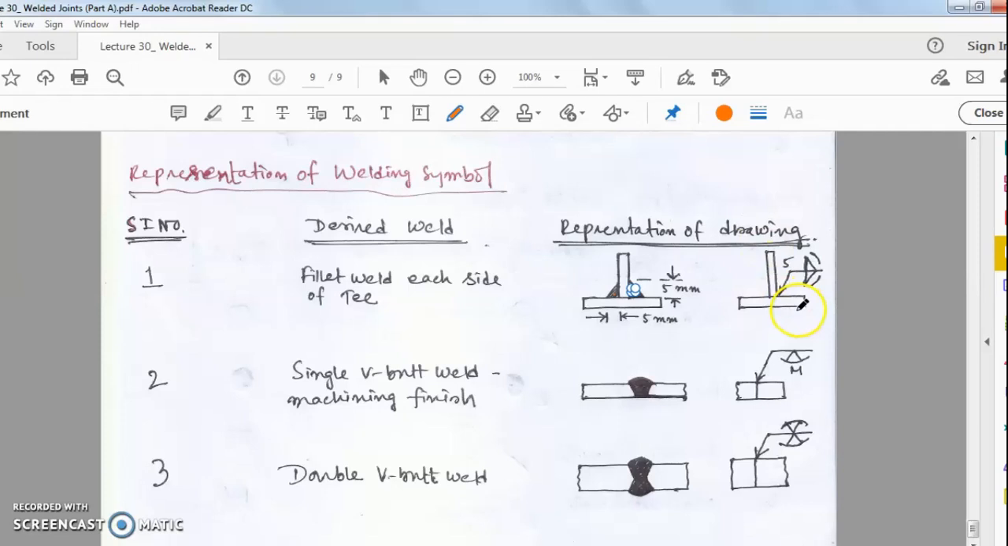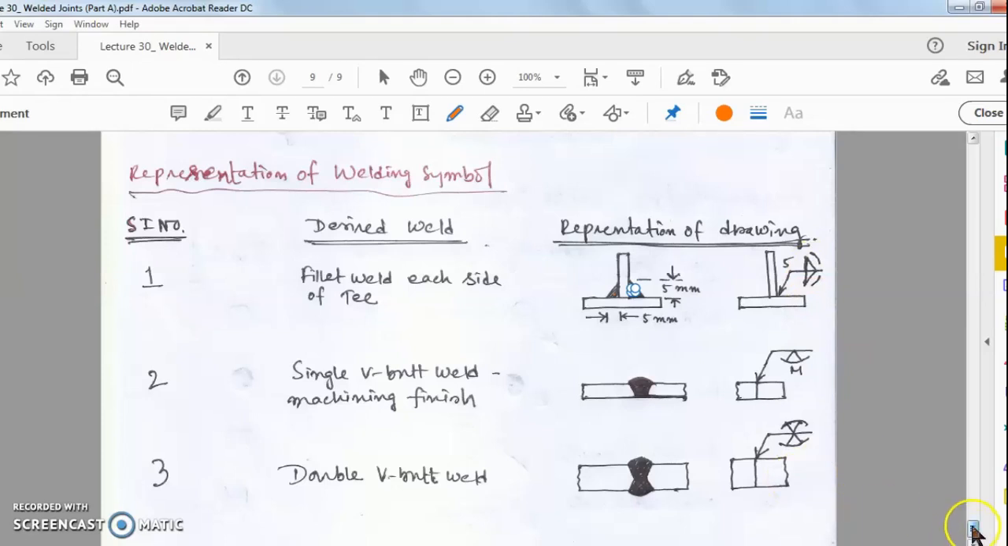Symbolically, you can represent it like this. This is the T weld. This is the arrow sign. The arrowhead looks like this, and on the arrow, at this particular position where 5 is mentioned, 5 means the weld size. Okay, and this is the symbol for fillet weld.